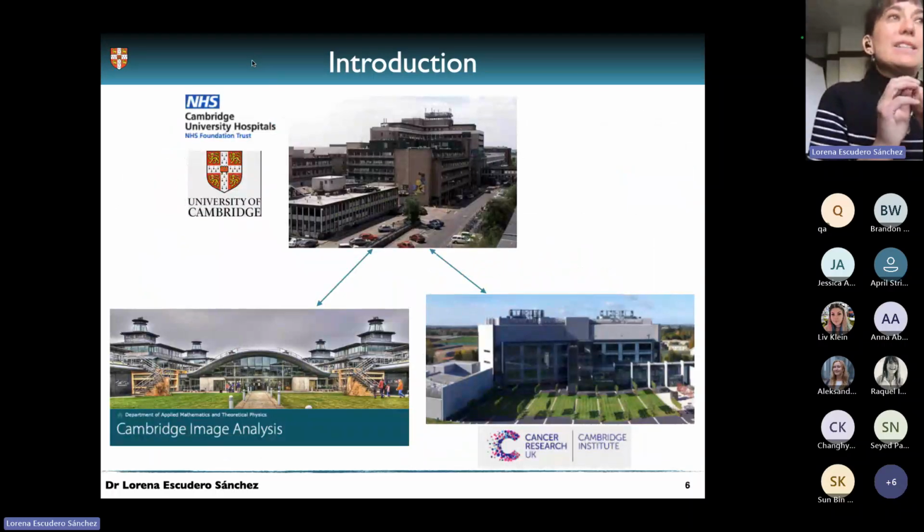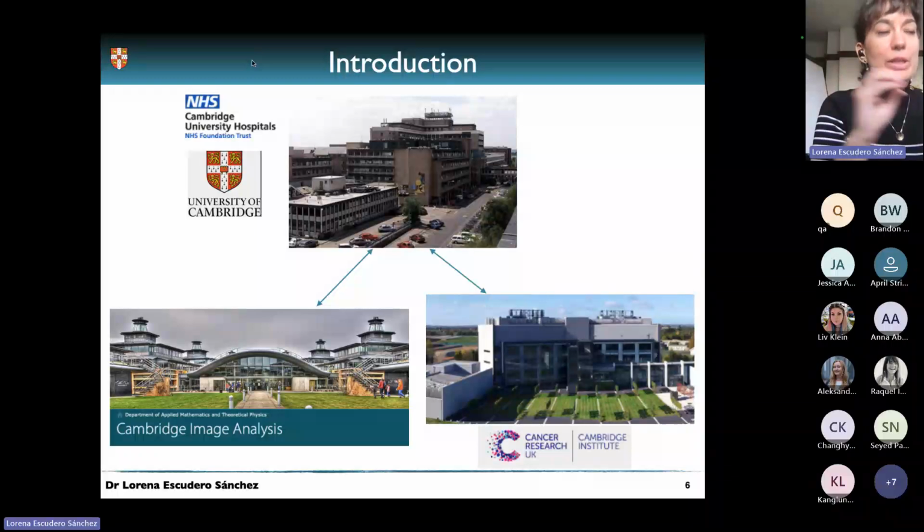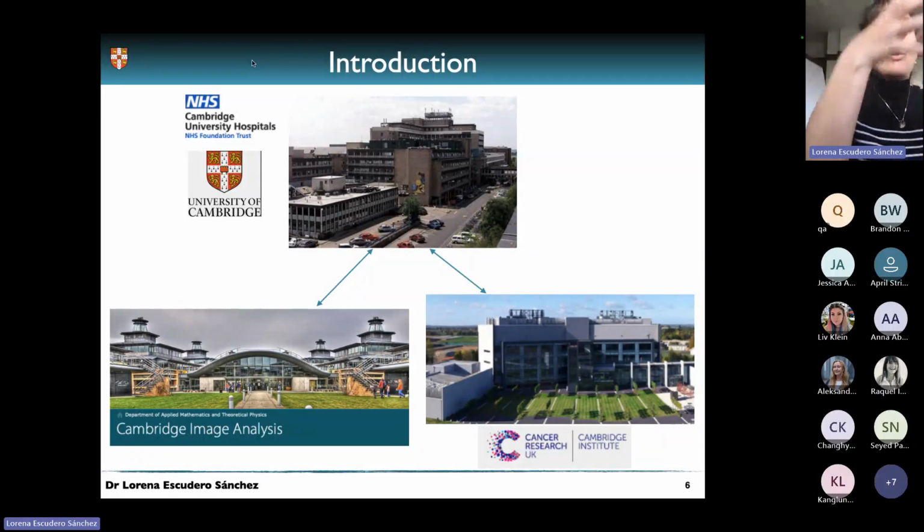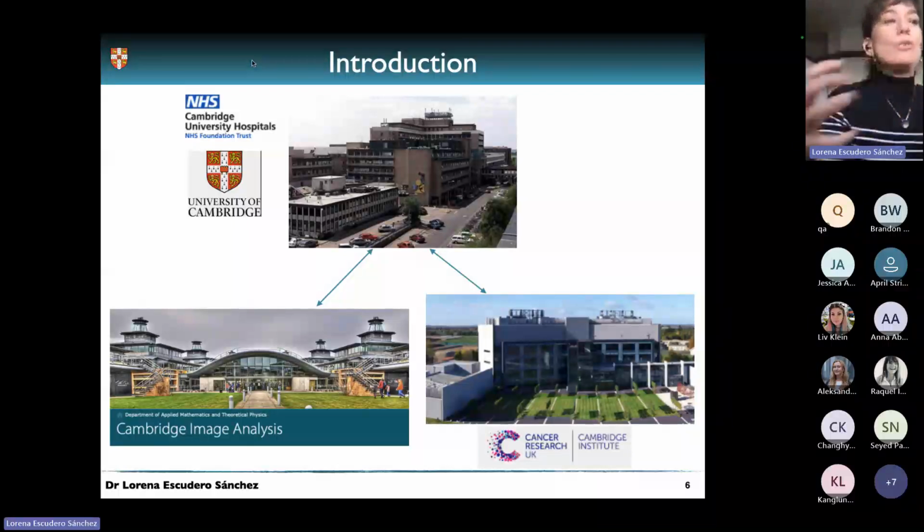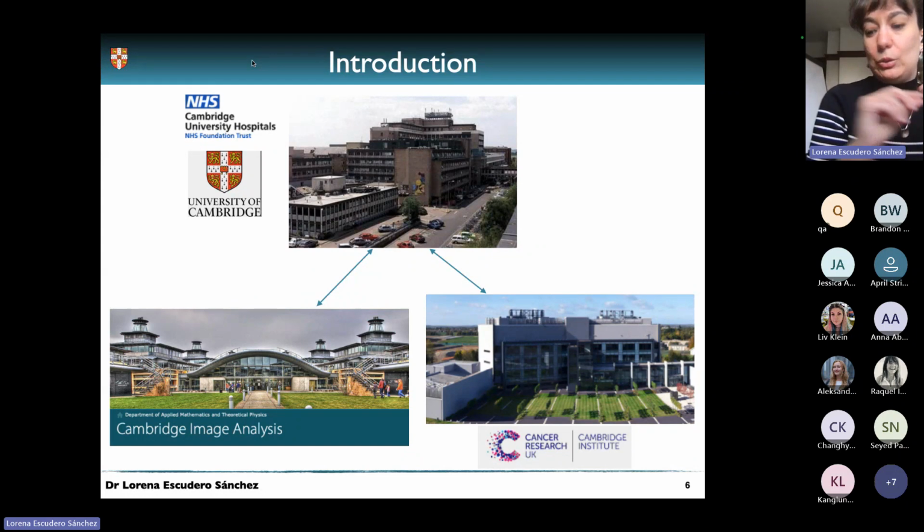And we are inside the hospital, so we are inside the Addenbrooke's Hospital of Cambridge University Hospitals, but we have very strong collaborations. We are like the pillar where the images are acquired, and we have these strong collaborations with other groups, particularly with the Department of Applied Mathematics and Theoretical Physics, in particular with the Cambridge Image Analysis group in this department, and also with the CRUK Cambridge Institute as well.